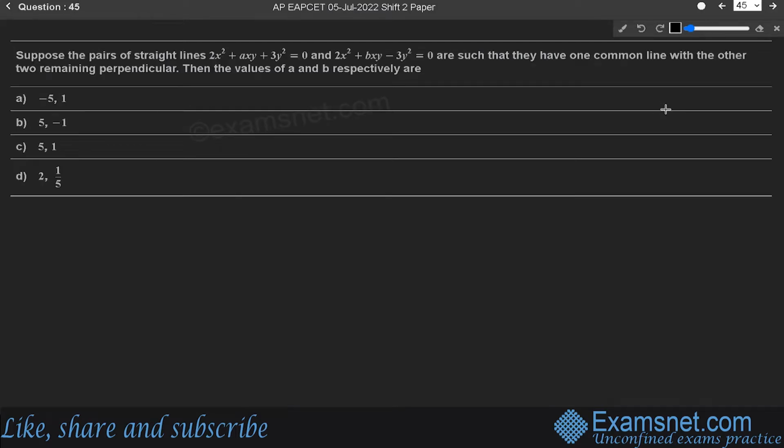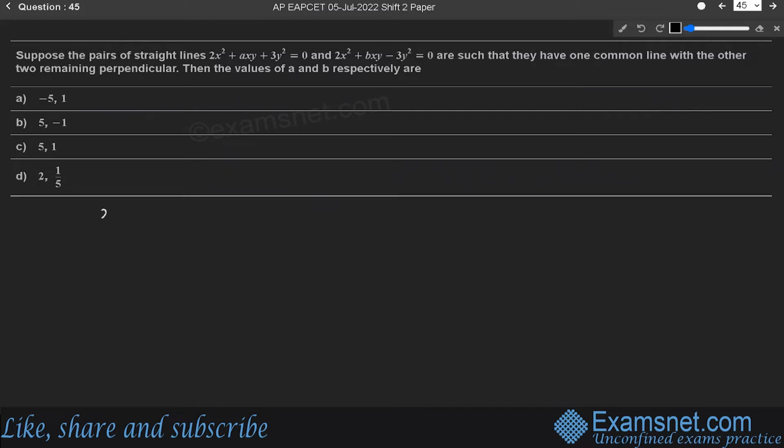Moving on to the next question. Next question is a very, very important question, and this kind of question always appears in the exam. The question is, suppose the pairs of straight lines 2x² + axy + 3y² = 0 and 2x² + bxy − 3y² = 0 are such that they have one common line with the other two remaining perpendicular, then the values of a and b respectively are.